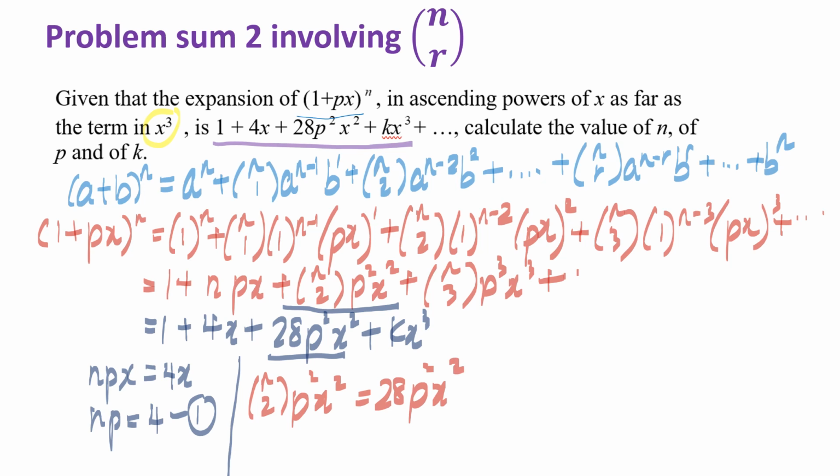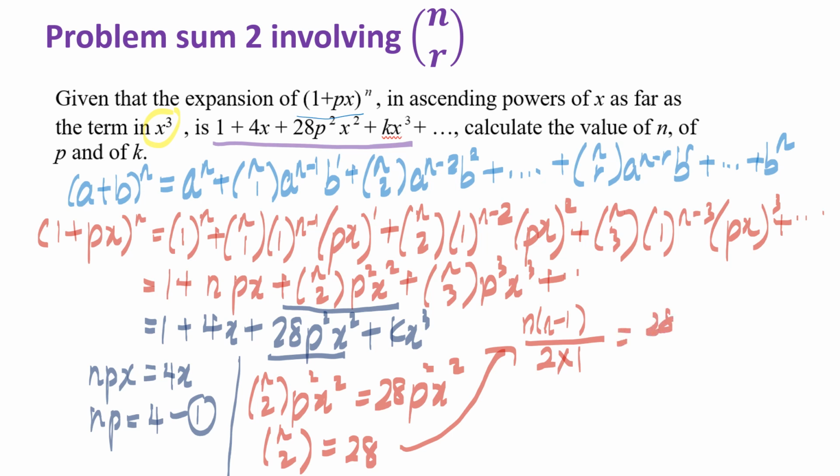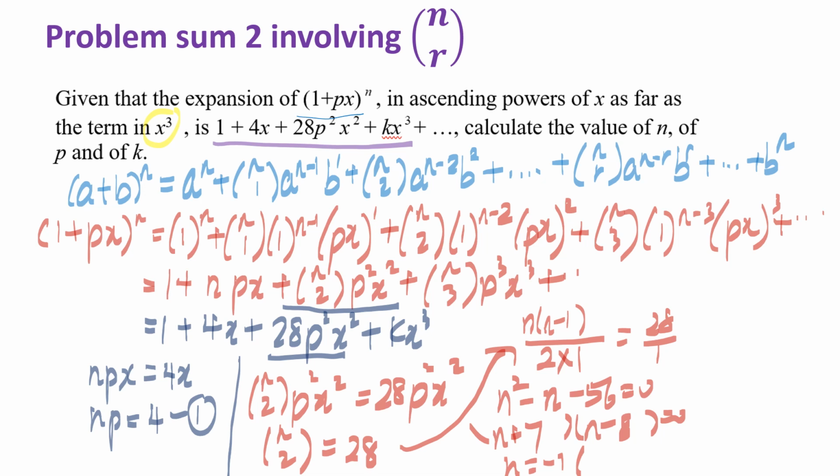You can divide by p squared x squared on both sides. So you end up with this equal to 28. Okay, we're going to use a shortcut now. nC2 means at the numerator there are two terms. So we start with n and then n minus 1. The denominator is just 2 times 1, equal to 28. You can do a cross multiply and expansion, get this, and then you factorize it. So n equals negative 7, obviously we reject, not applicable. Therefore, n is equal to 8. Alright, so we have found the value of n. We can substitute into equation 1 to get p.